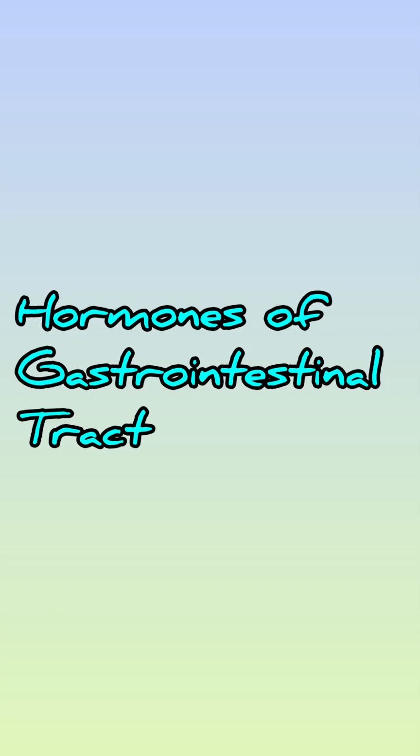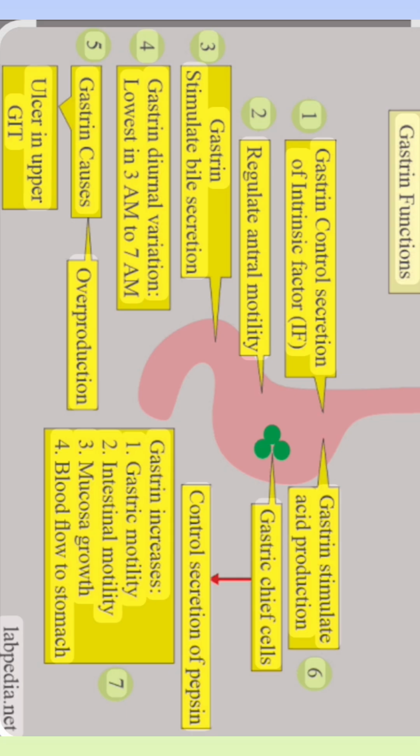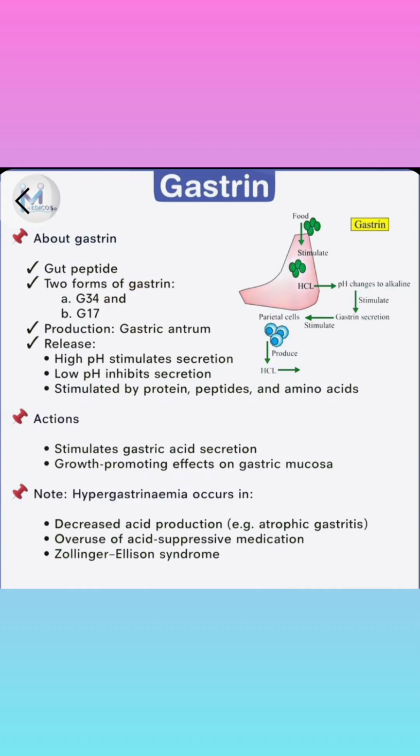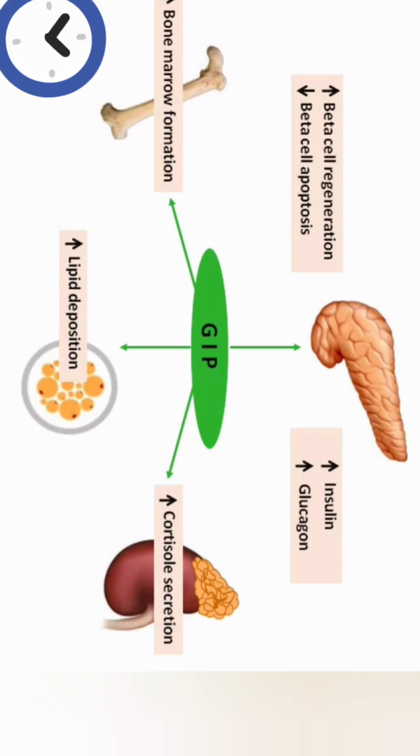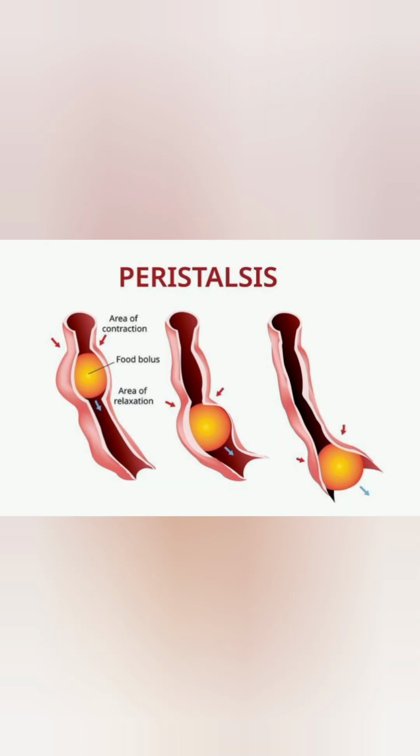Hormones of the GI tract. First one is gastrin, which is secreted by the G cells of the stomach, and its function is to stimulate gastric secretion and peristaltic movement. Second one is gastric inhibitory peptide. It is secreted by the duodenum. It inhibits gastric secretion and peristaltic movement.